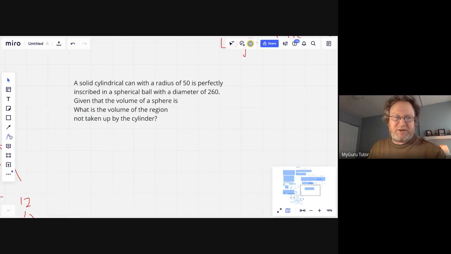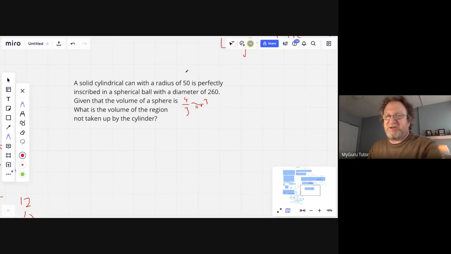And one thing that I should probably mention, you're not going to be given this on the test. So the volume of a sphere is 4/3 pi r cubed. You really should know the volume of a cylinder, but you don't need to know the volume of a sphere. But just in case, I'll give you the volume of a cylinder as well. So volume of a cylinder is pi r squared times the height. Okay.